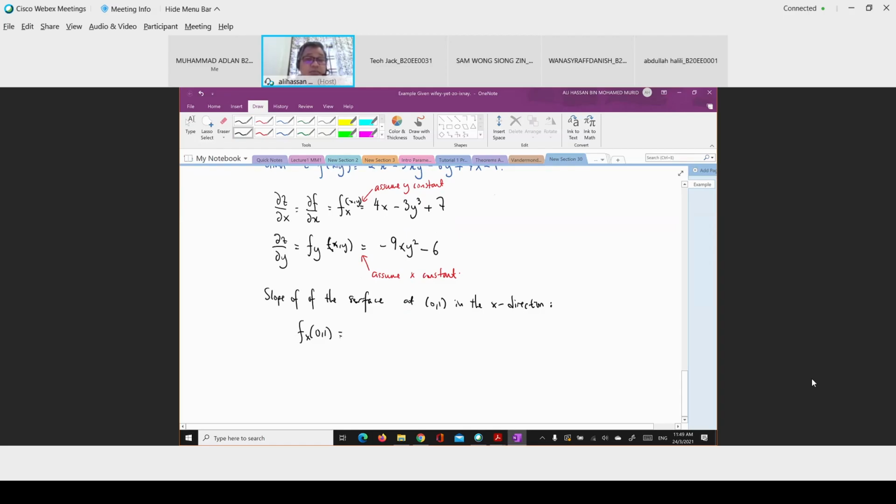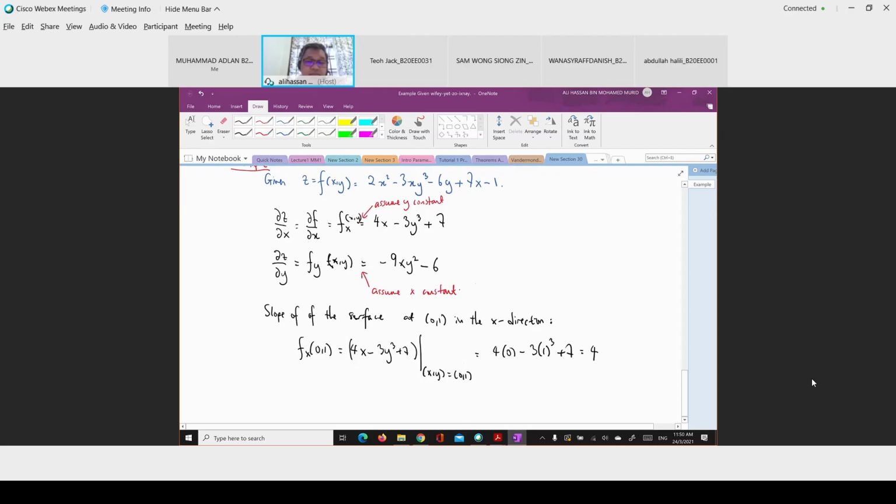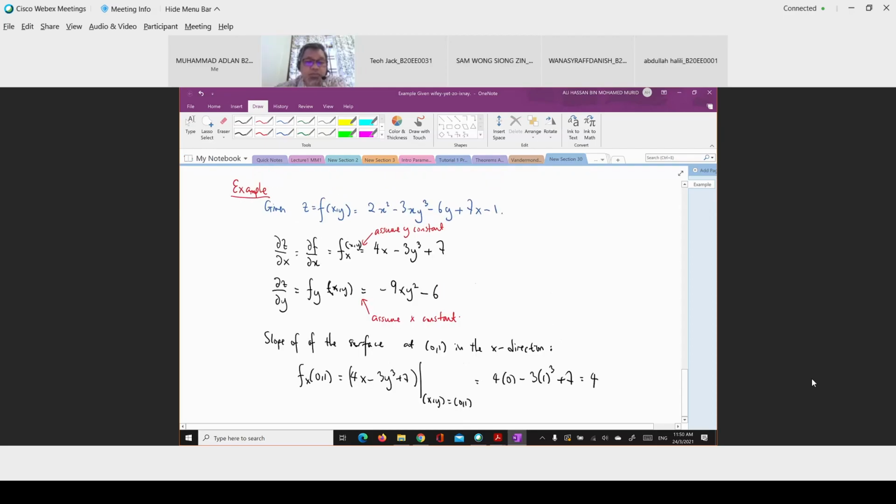In the f partial x that we have computed just now, we have 4x minus 3y cubed plus 7. So we replace x, y here by the point (0, 1). So we get 4 times 0 minus 3 times 1 cubed plus 7. So the answer is minus 3 plus 7, which is 4. The slope of the surface at the point (0, 1) in the x direction is equal to 4.